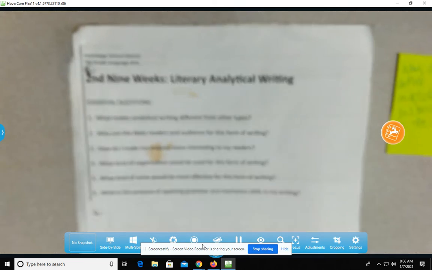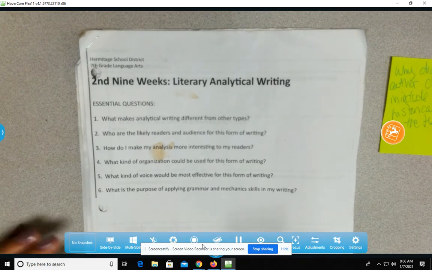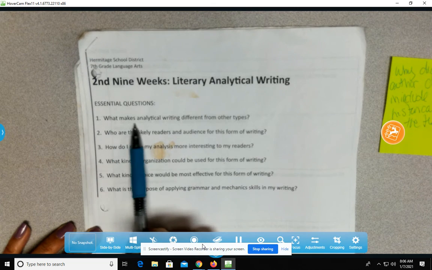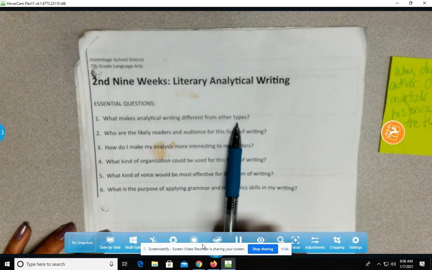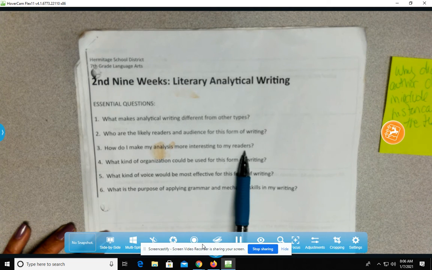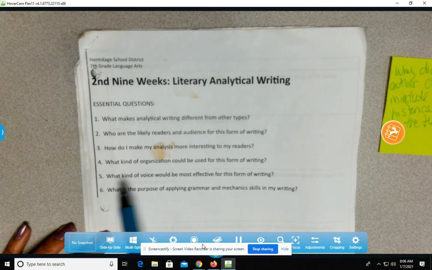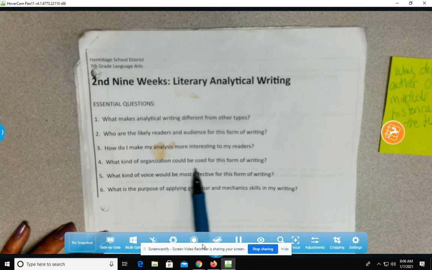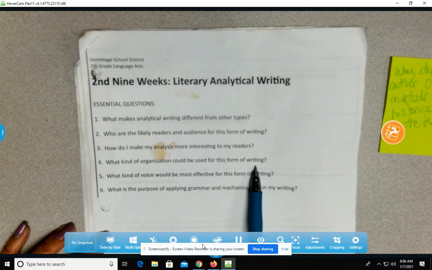Today we are looking at the following essential questions. Essential question number 1, what makes analytical writing different from other types? Essential question number 3, how do I make my analysis more interesting to my readers? And essential question number 4, what kind of organization could be used in this form of writing?